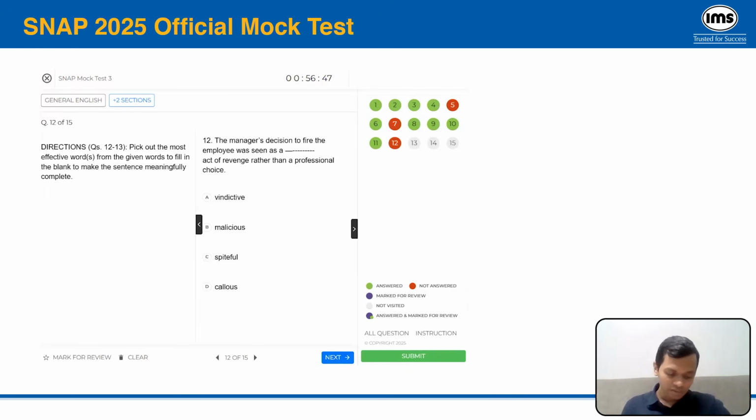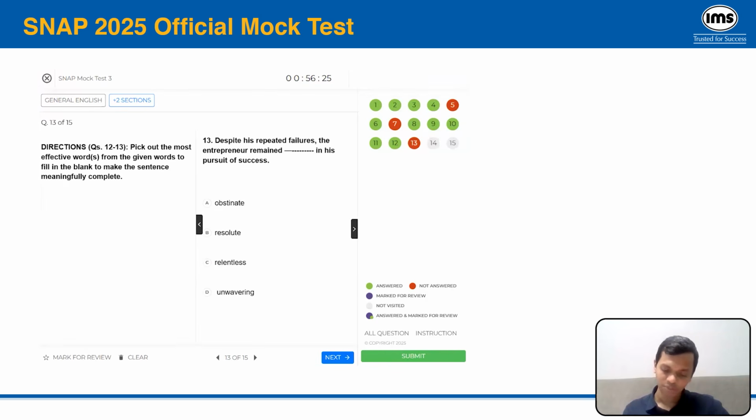The manager's decision to fire the employee was seen as a, pick the word which is, okay, vindictive, malicious, spiteful. As a spiteful act of revenge. I'm not sure about malicious, but I'm going with spiteful. Despite his repeated failures, the entrepreneur remained dash in his pursuit of success. Relentless, somebody who is not stopping.